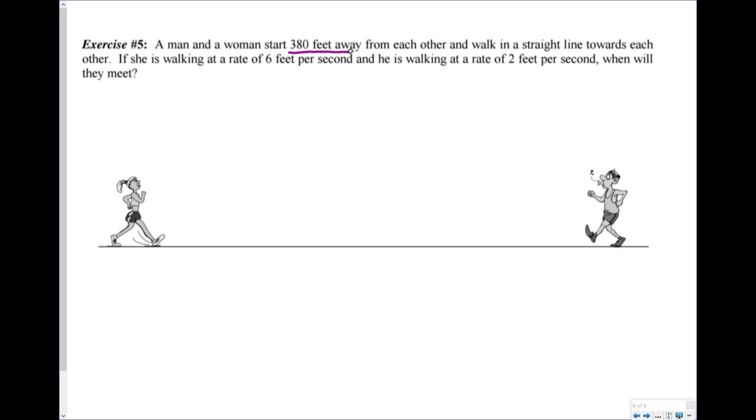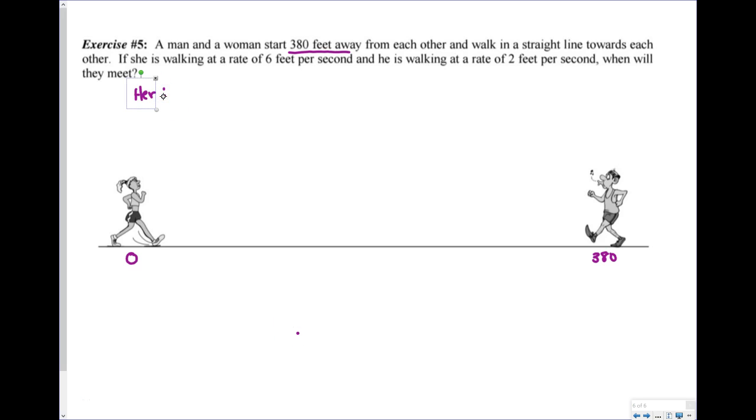380 feet away from each other. So she is 380 feet from him and he's 380 feet from her. You have to create a starting point. So I'm going to say that she is the starting point and she is at 0 and he is at 380. Now, they're still 380 feet apart, but this gives me a way to write a couple equations that will help me answer this question. So I'm going to write an equation for her, and I'm going to write an equation for him. So let's write her equation.